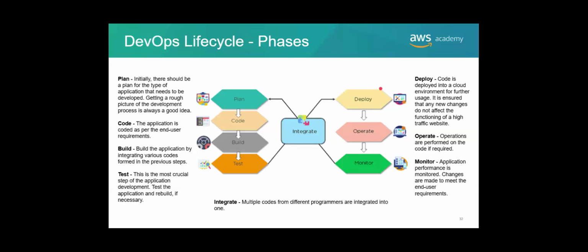Deploy: code is deployed into the cloud environment for further usage. It is ensured that any new changes do not affect the functioning of a high traffic website. That means you are upgrading, fine, but it should not affect the traffic.